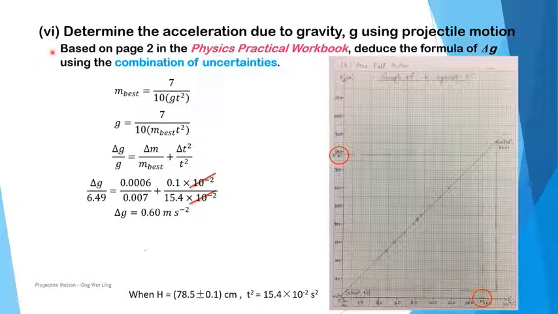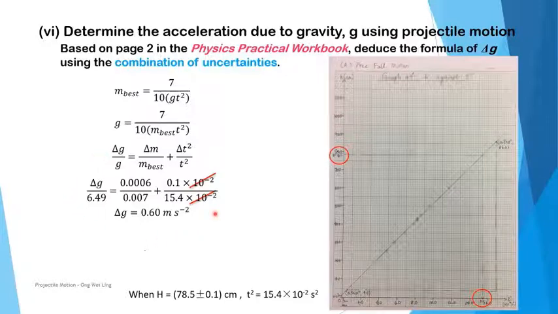Based on page 2 in the Physics Practical Workbook, deduce the formula of delta g using the combinations of uncertainties. m best equals 7 over 10 g t squared. Make g the subject, which is g equals 7 over 10 m best t squared. And delta g over g equals delta m over m best plus delta t squared over t squared.